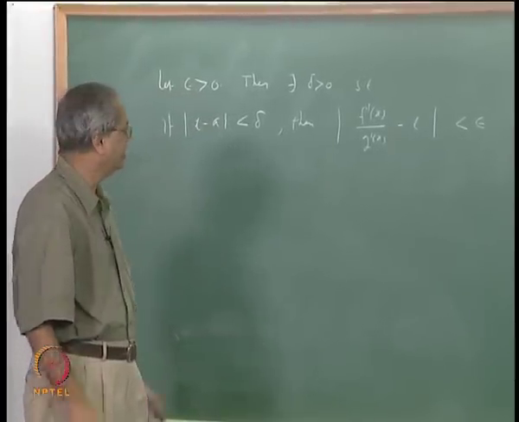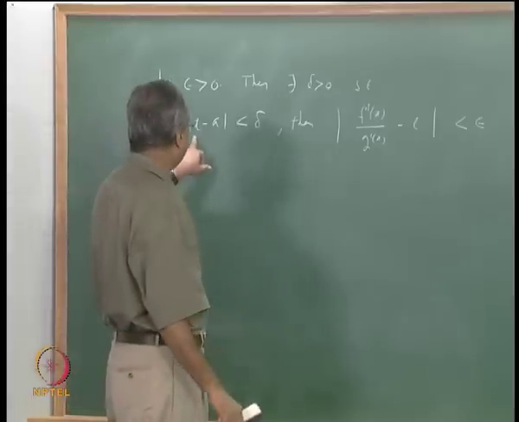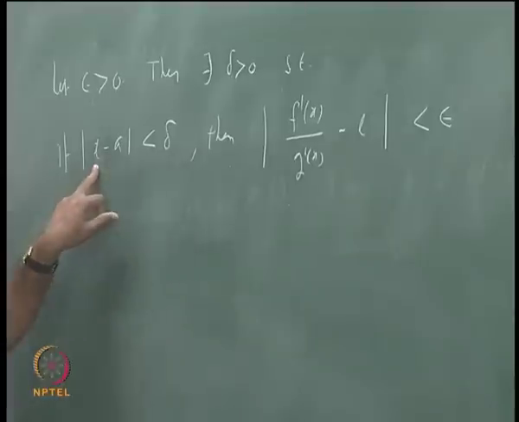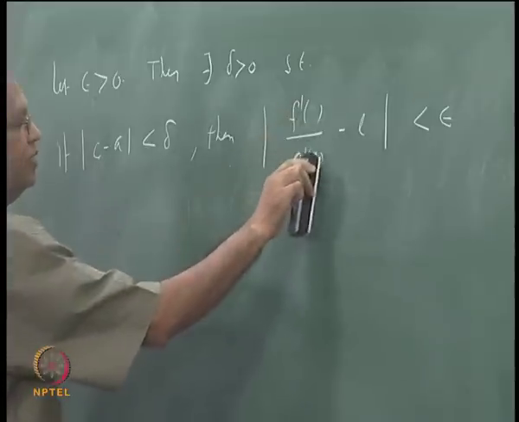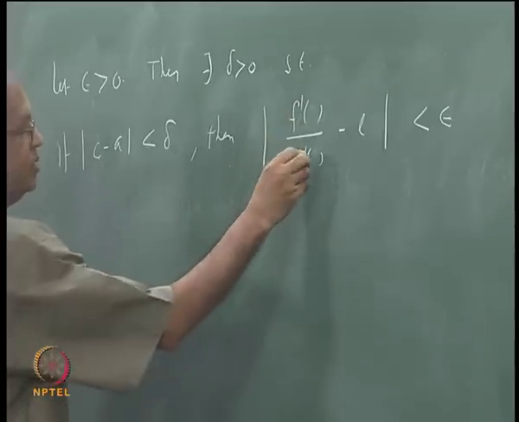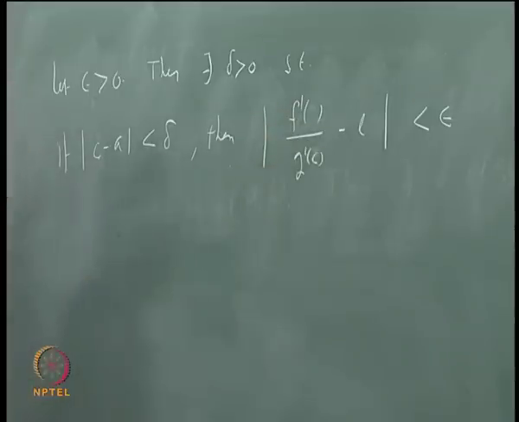Only thing is now I will make a slight change in the notation here. Instead of using this letter x, I will change it to C, because I want to use the mean value theorem and use the property of the C. Okay. So I will say that if mod C minus a is less than delta, then mod f prime C divided by G prime C minus L, that is less than epsilon.